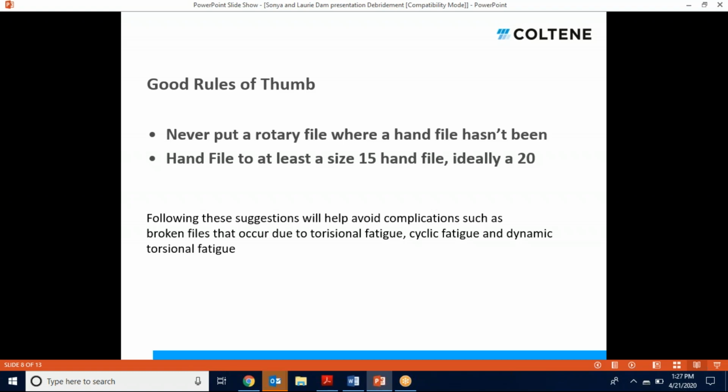You want a hand file to at least a size 15 hand file. Ideally, even a 20 is even better. So in Dr. Albors' presentation that we just recently watched, he mentioned all of the issues that you can come across with torsional fatigue, cyclic fatigue, dynamic torsional fatigue, all of these problems that happen. He thinks, or preaches even, that they can be eliminated through effective and proper hand filing first before introducing the rotary files into the canal. So again, extremely important, can't be emphasized enough. So next slide, please.